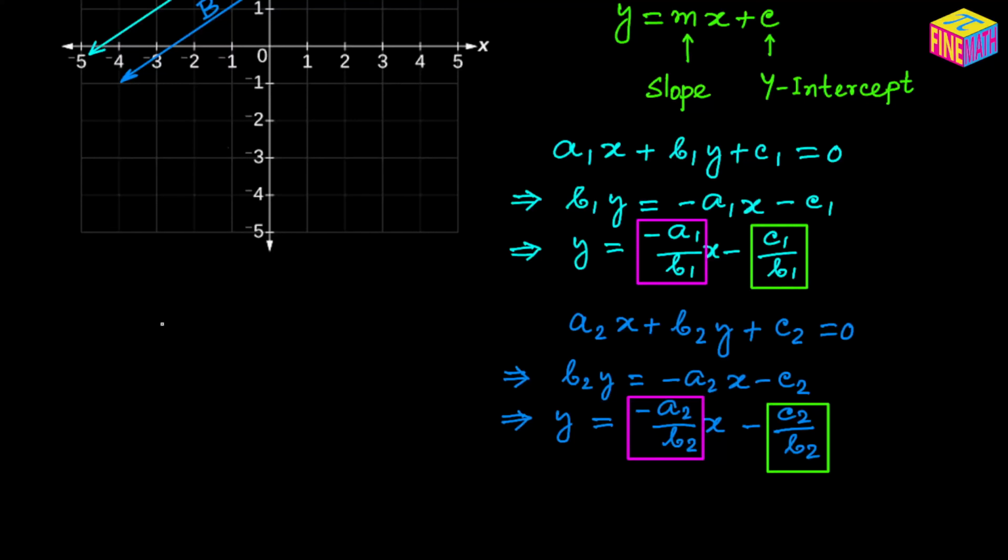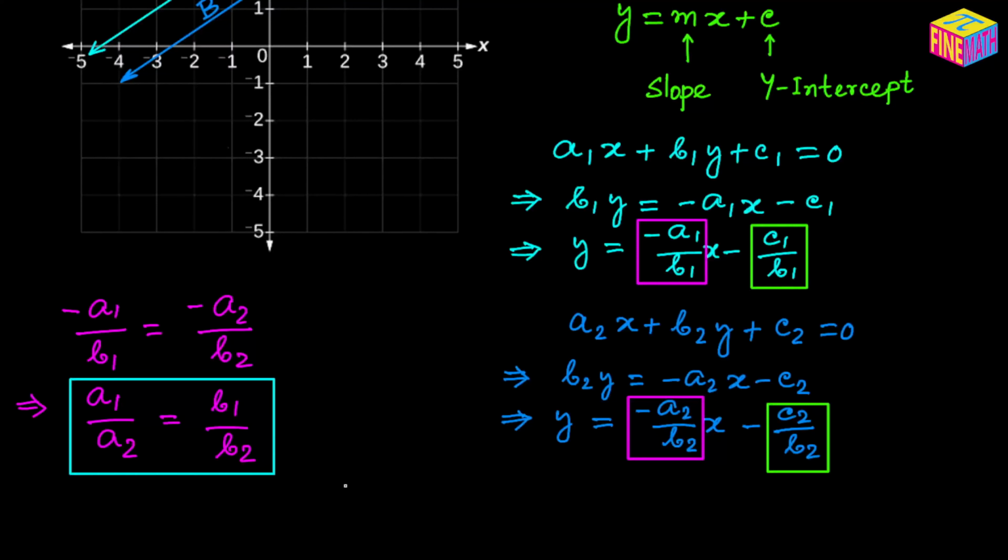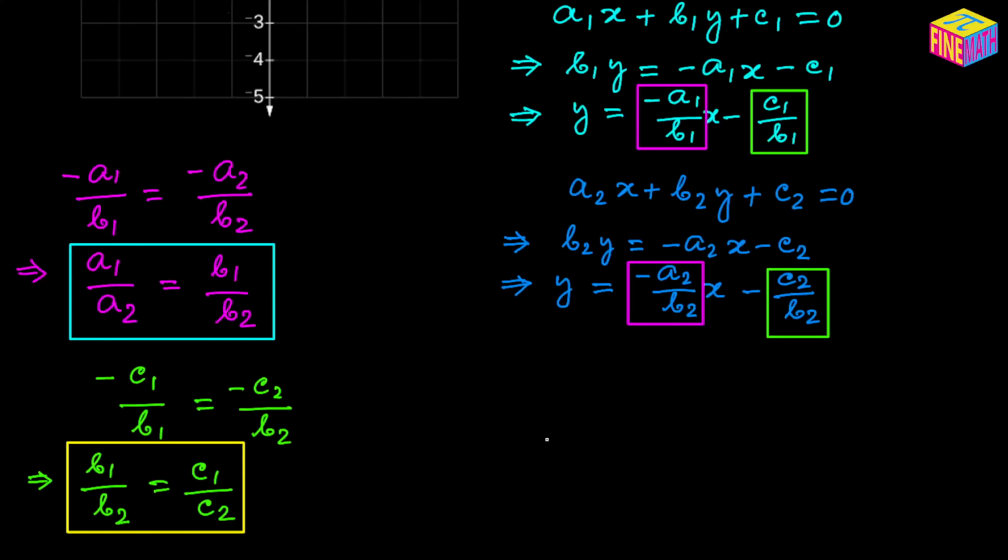So now if we equate the slopes, we are going to get something like this. a sub 1 over a sub 2 is equal to b sub 1 over b sub 2. So that is one condition that we find by comparing the slopes. Now let's also equate the y-intercepts and see what we get. By equating the y-intercepts, we get b sub 1 over b sub 2 is equal to c sub 1 over c sub 2. So now if we combine both of them, what are we going to get?